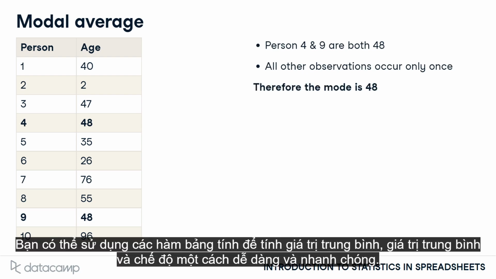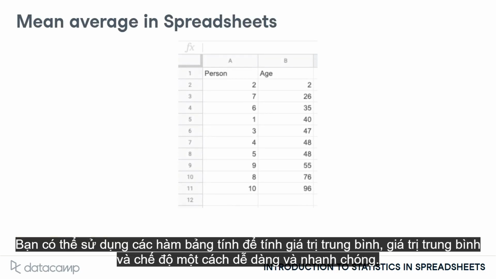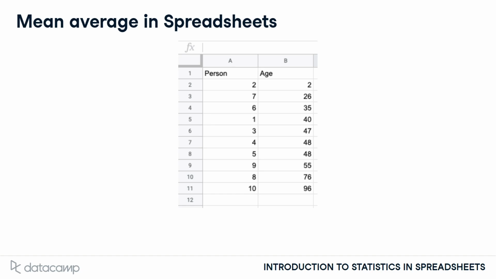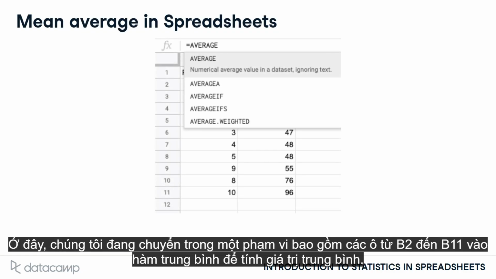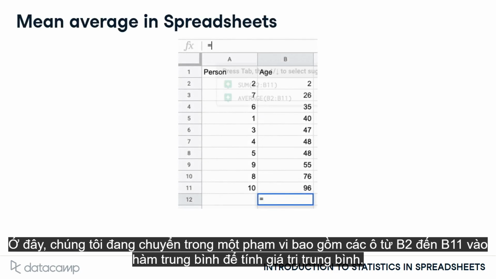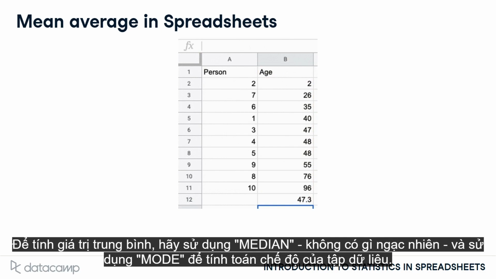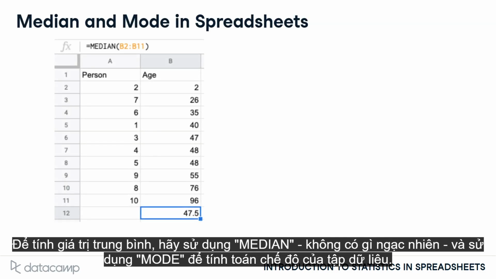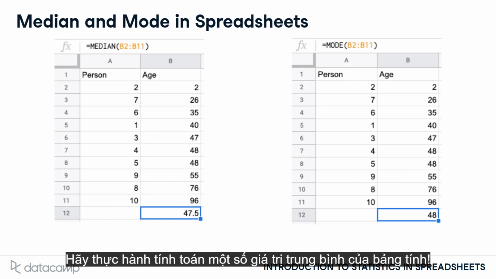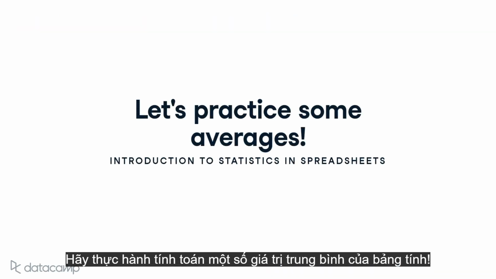You can use spreadsheet functions to easily and quickly calculate the mean, median, and mode. Let's go over these now. You can calculate a mean using the average function. Here, we're passing in a range consisting of the cells B2 through B11 to the average function to calculate the mean. To calculate the median, use median, no surprise there, and use mode to calculate a dataset's mode. Let's practice calculating some spreadsheet averages.